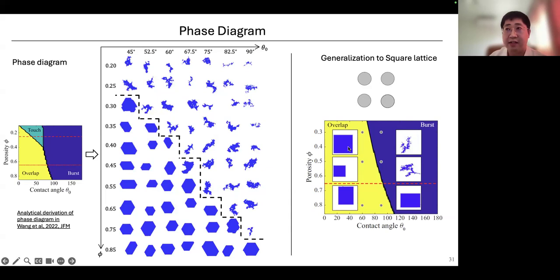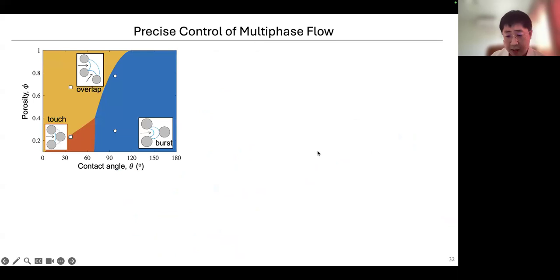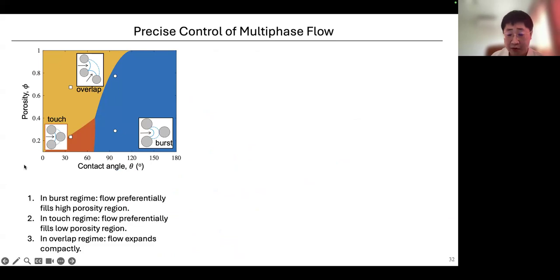Clearly, you see that instead of a hexagonal shape, we have the rectangular compact shape in this overlap regime. And then on the right-hand side, we have the burst regime. Understanding this phase diagram will be useful in terms of designing the porous media.